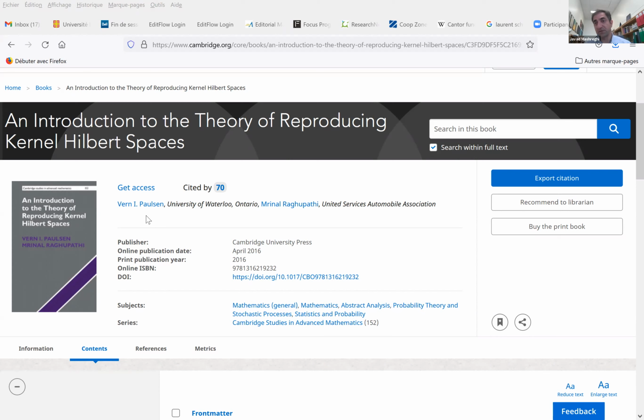I suggested 2 more books. Some materials will be covered from those books. When the time arrives, I will explain. One is the book of John McCarthy, and the other is my own book on Hardy spaces. But the Vern and Mrinal book is our main reference.